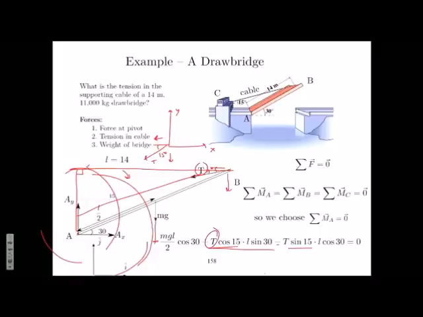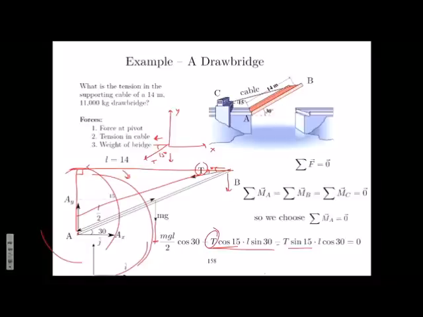Then we can sum up the forces along the y direction. Forces along y direction are AY, which is positive, mg, which is negative, and t sine 15, which is negative. So we add them together, equated to 0. Since t is known, mg is known, we can solve for AY. So by using sigma F equal to 0, now I can solve for AX and AY, right?